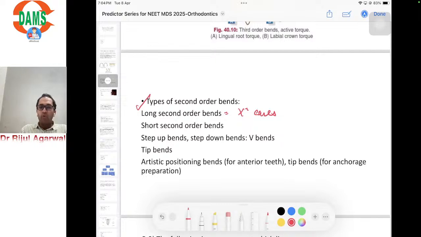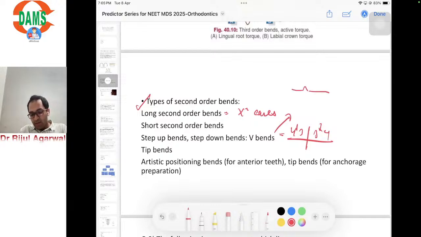Step up and step down bends are known as V bends. They are given in the region of canine and premolar, both in the upper and lower arch. What's the use of this V bend? Please be clear, this V bend is different from the center of resistance V bend which we studied in the biomechanics topic. This V bend is simply a V shaped bend given inside the arch.